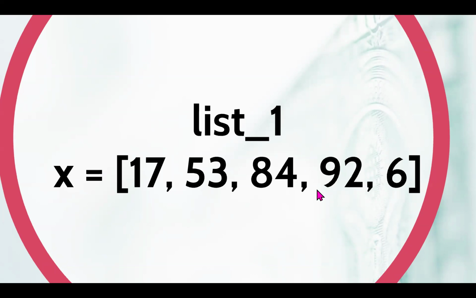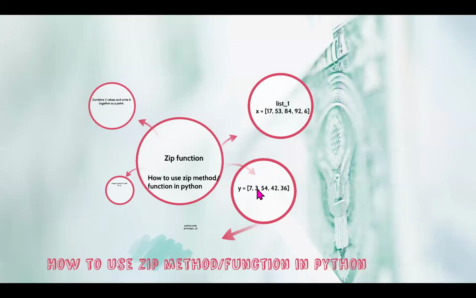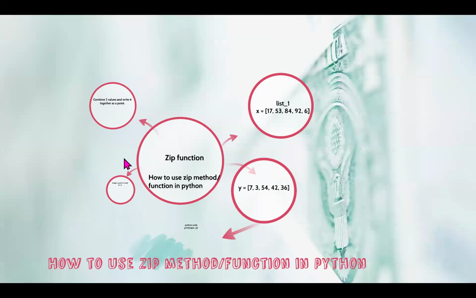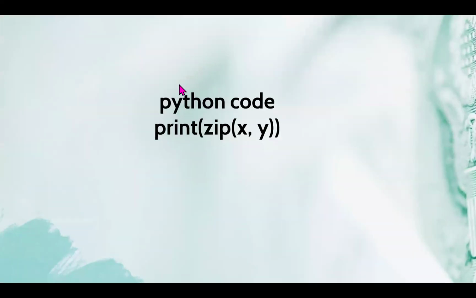In Python, I have a list, and the name of the list is X, and I have 5 values in it. Now let me show you another list, which is Y, and I have 5 values. Make sure these values are related, that they correspond to X and Y. That is very important. And then this is the Python code we use whenever we are printing something. We use the word print, then the zip function, and then X and Y.